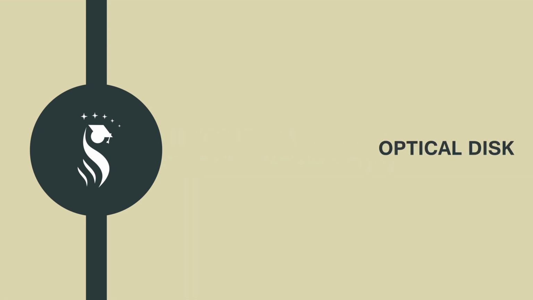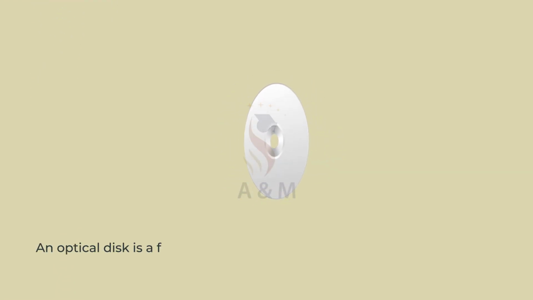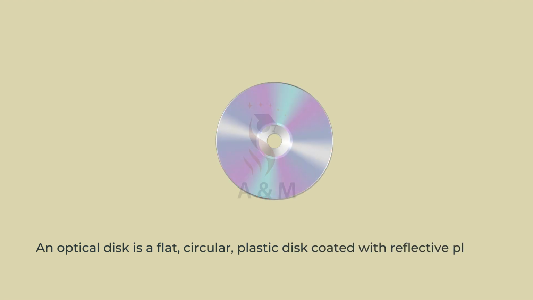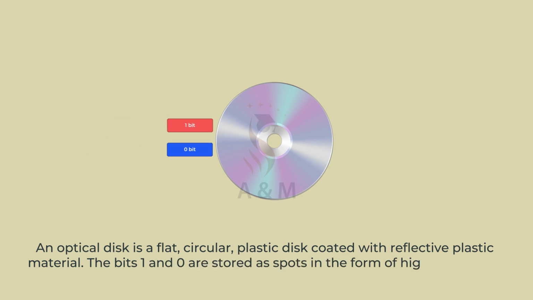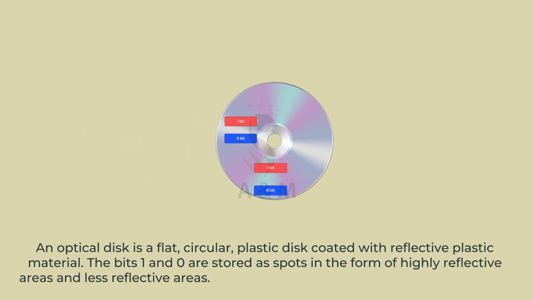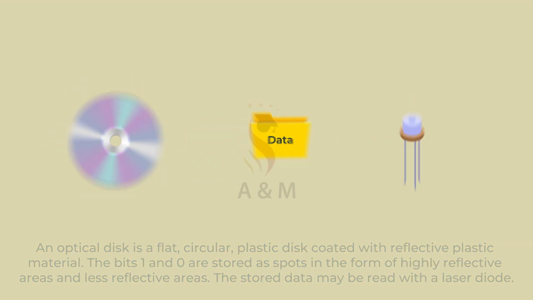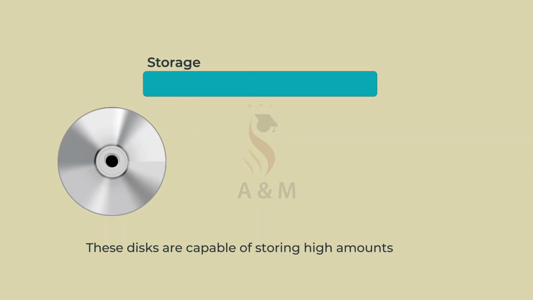In this session, we will discuss the topic optical disc. An optical disc is a flat, circular, plastic disc coated with a reflective plastic material. The bits 1 and 0 are stored as spots in the form of highly reflective areas and less reflective areas. The stored data may be read with a laser diode. These disks are capable of storing high amounts of data.